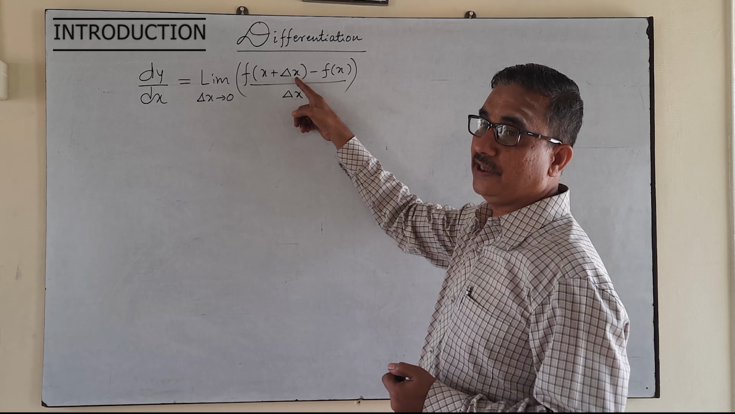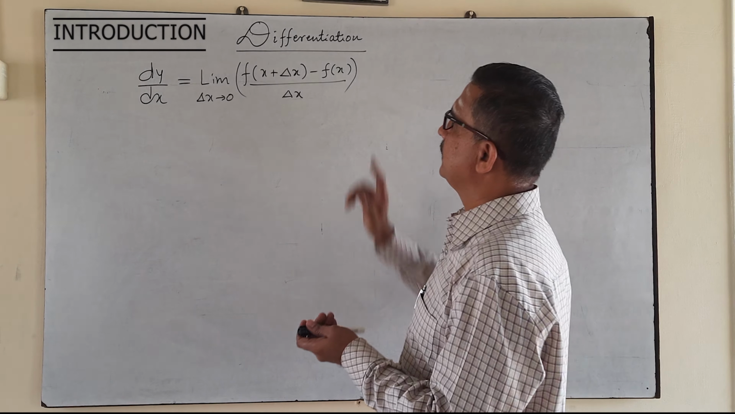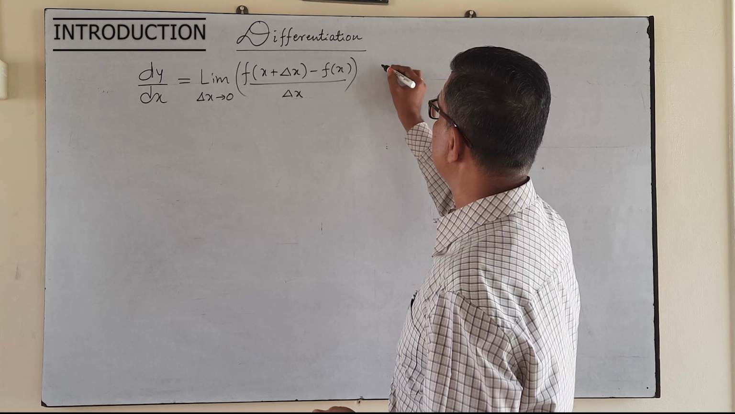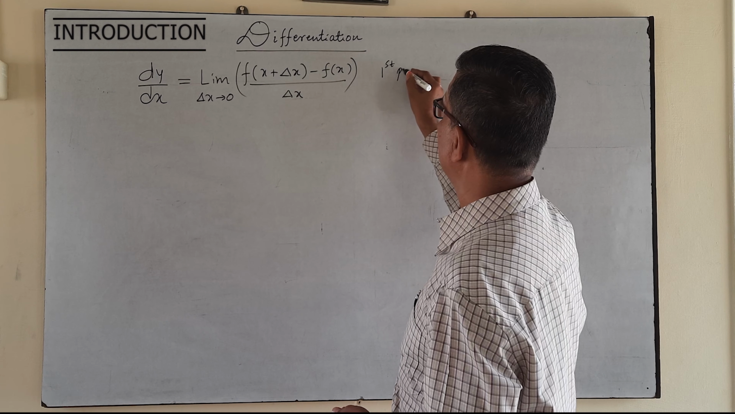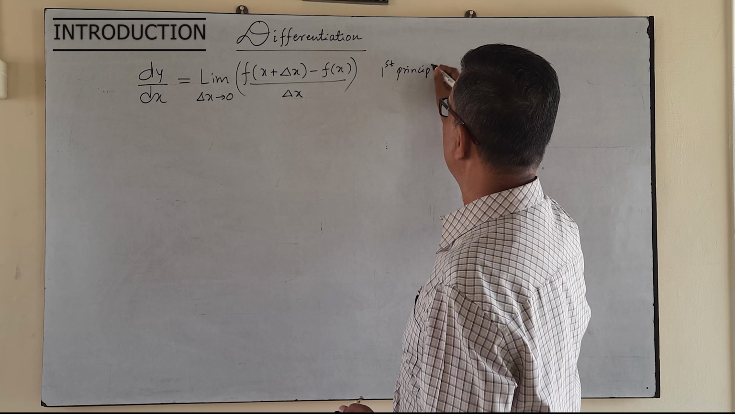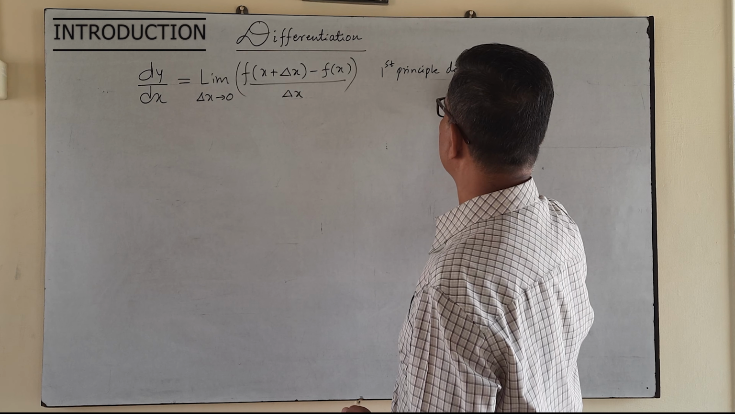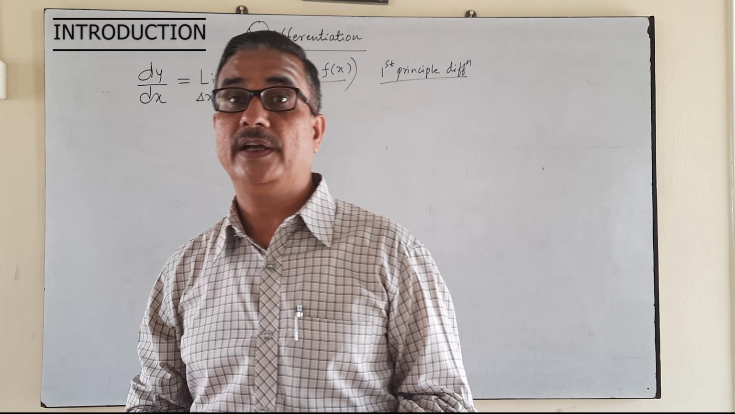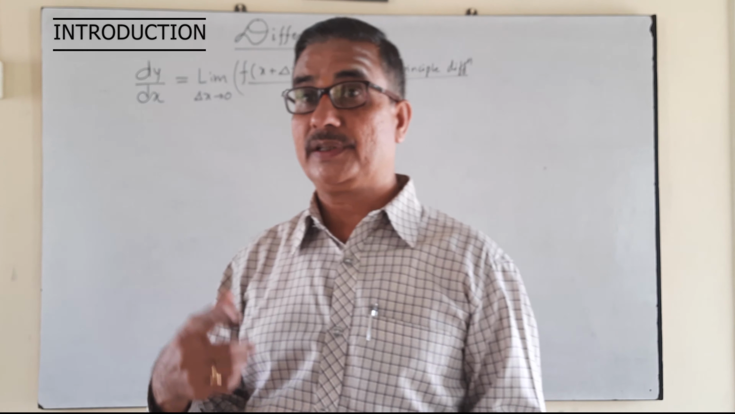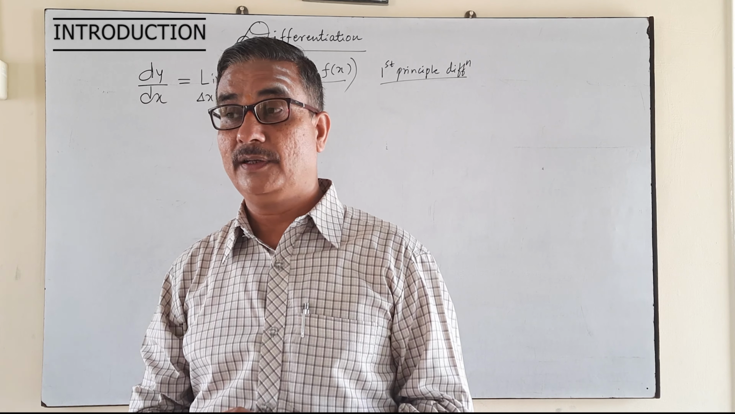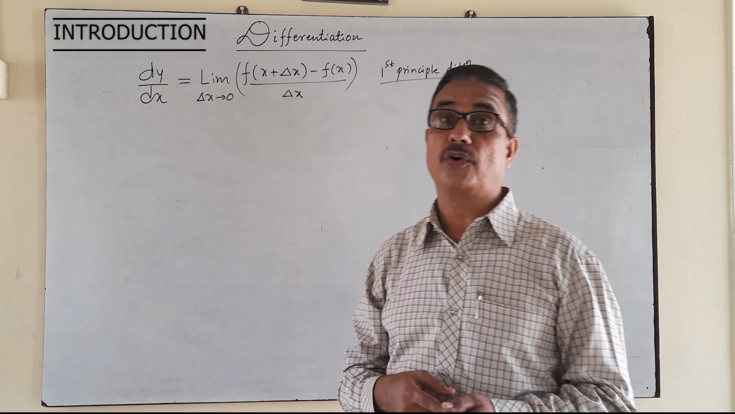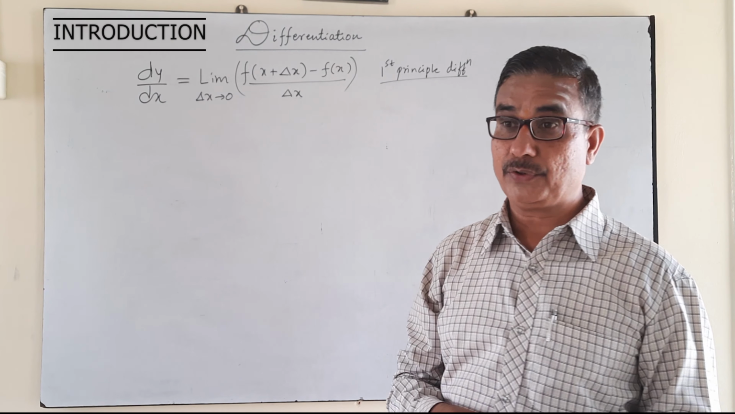Delta x is the change in x. Now this process of differentiation is known as first principle differentiation. We have solved problems on it. First principle differentiation, 3-mark question: find the derivative of sin x with respect to x from first principle. That question was asked in the first PU annual exam. Or find the derivative of cos x, or find the derivative of tan x.